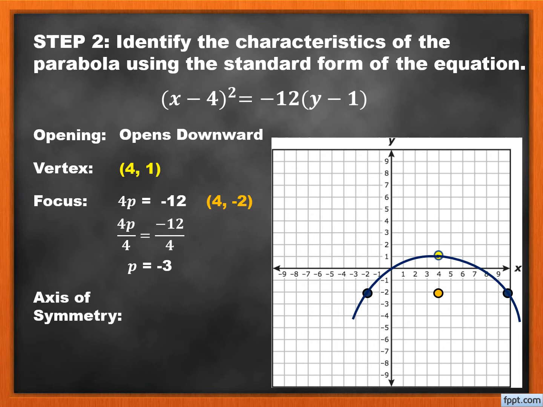How about the axis of symmetry? You draw a line passing through your vertex and focus. In this case, it is a vertical line. That means it would be in terms of x, and it passes through x equals 4. And our directrix would be 3 units upward from the vertex, which is this line. Since this is a horizontal line, our equation is y equals 4.